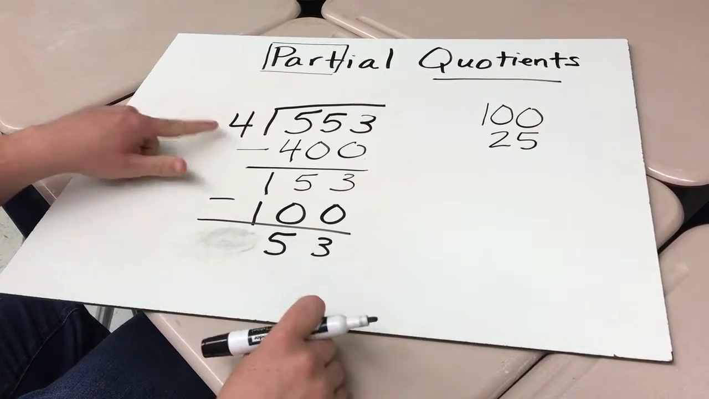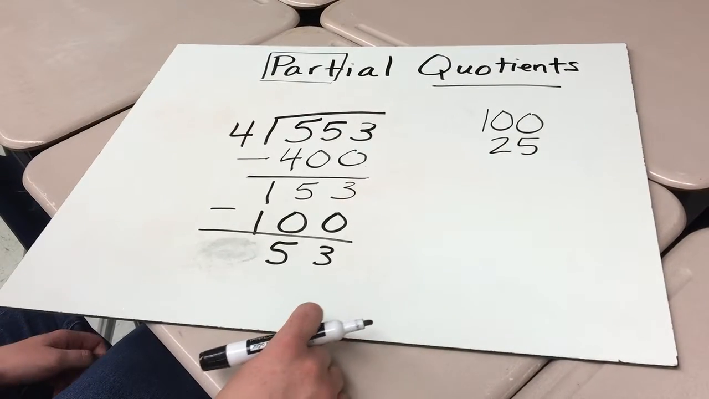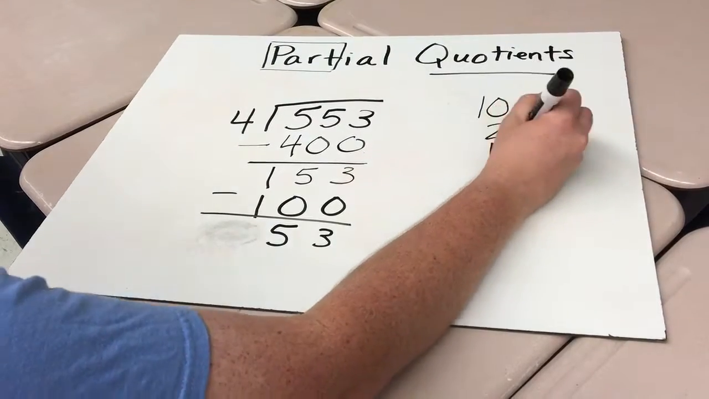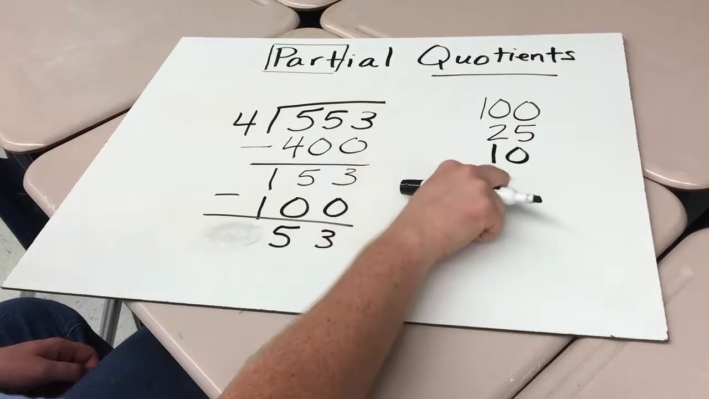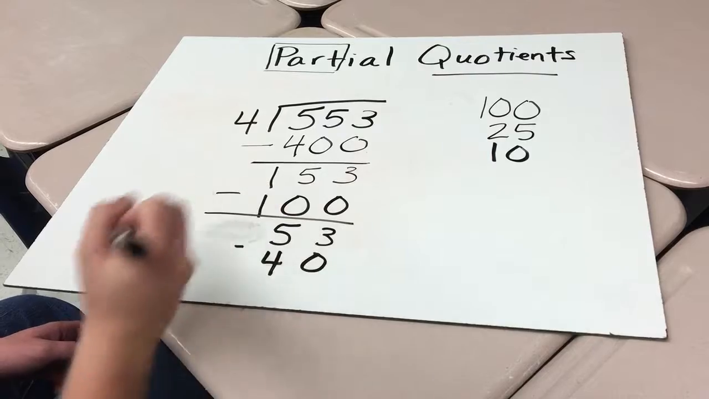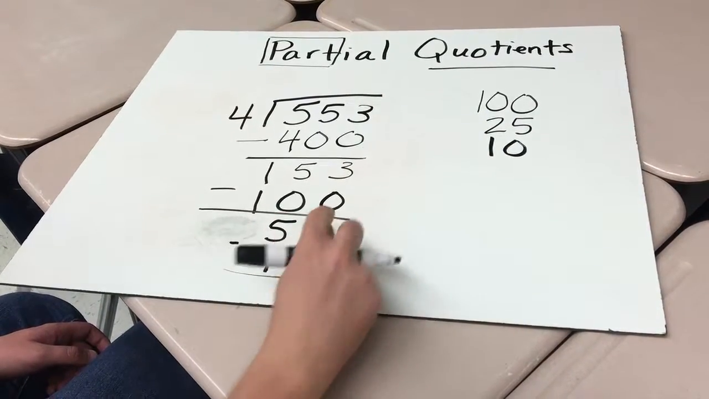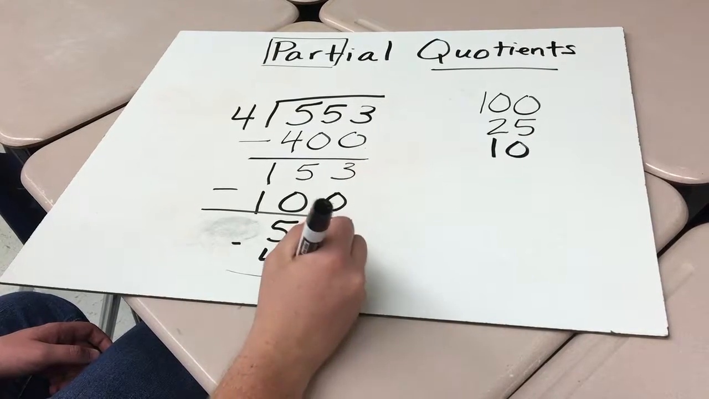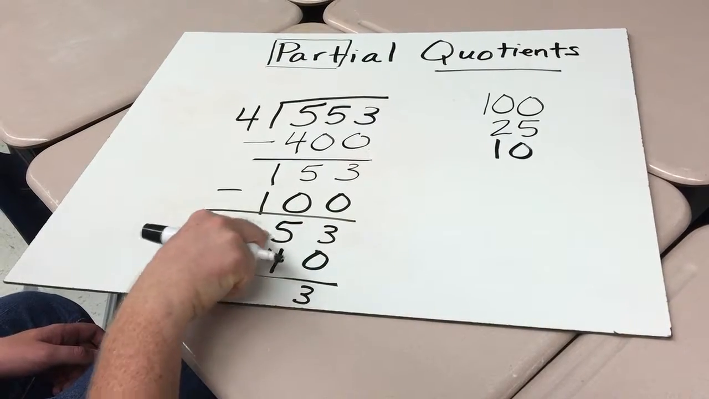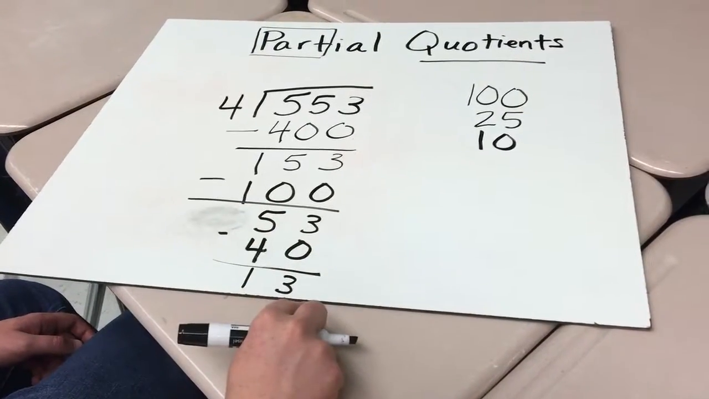So again, I go back to my divisor. How many groups of 4 can I get out of 53? Well, that's pretty simple. I know I can do 10 because 4 times 10, or 4 groups of 10, is 40. Now again, I'm going to subtract because it's represented over here. 3 ones minus 0 ones is 3 ones. 5 tens minus 4 tens is 1 ten. So now I have 13.